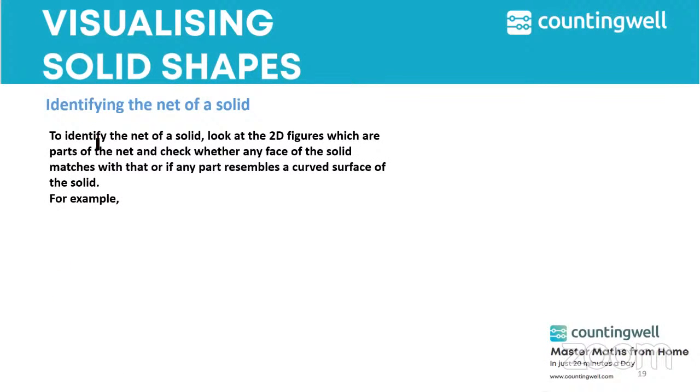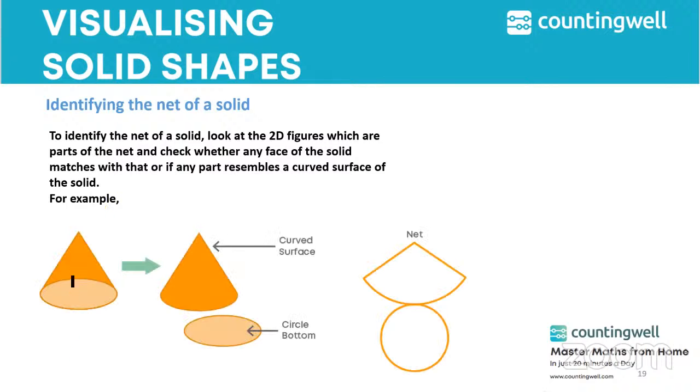Now to identify the net of a solid, check whether any face of the solid matches or if any part resembles the curved surface of the solid. For example, here we have a curved surface as a cone and the bottom surface as a circle. So the net will be the combination of these two faces, correct?